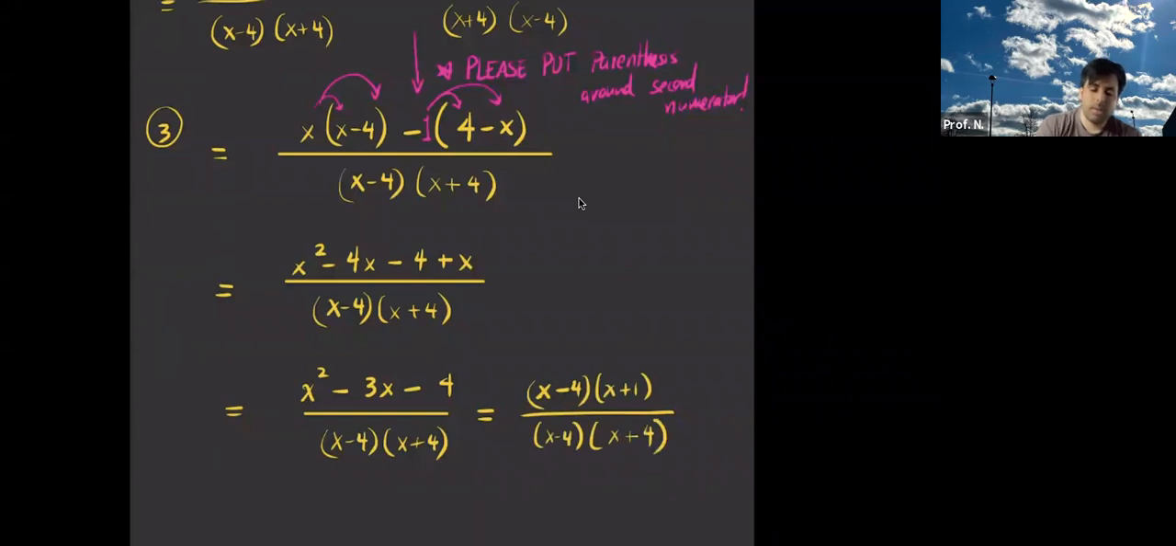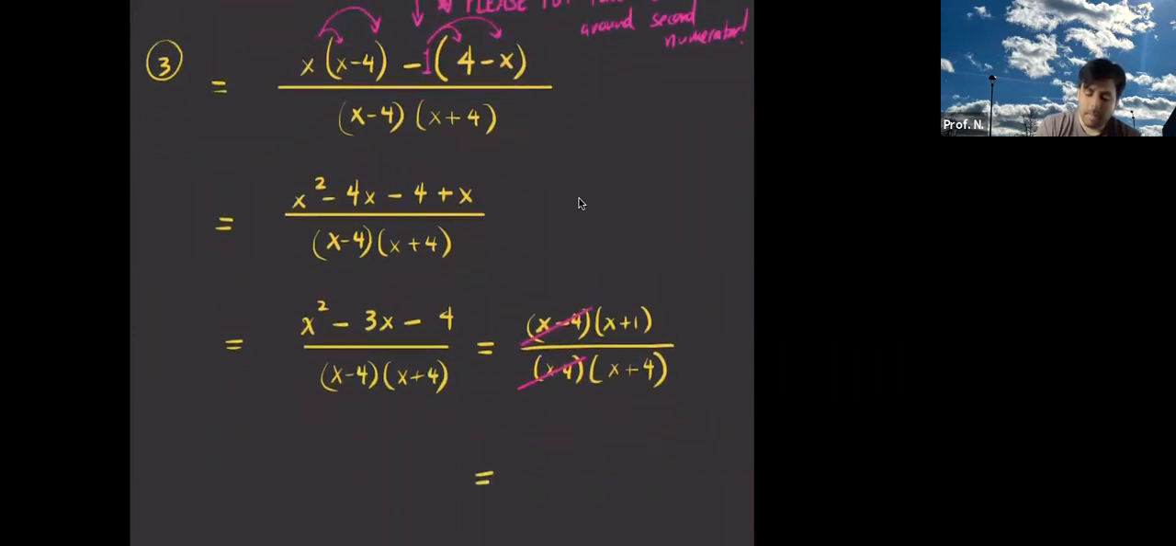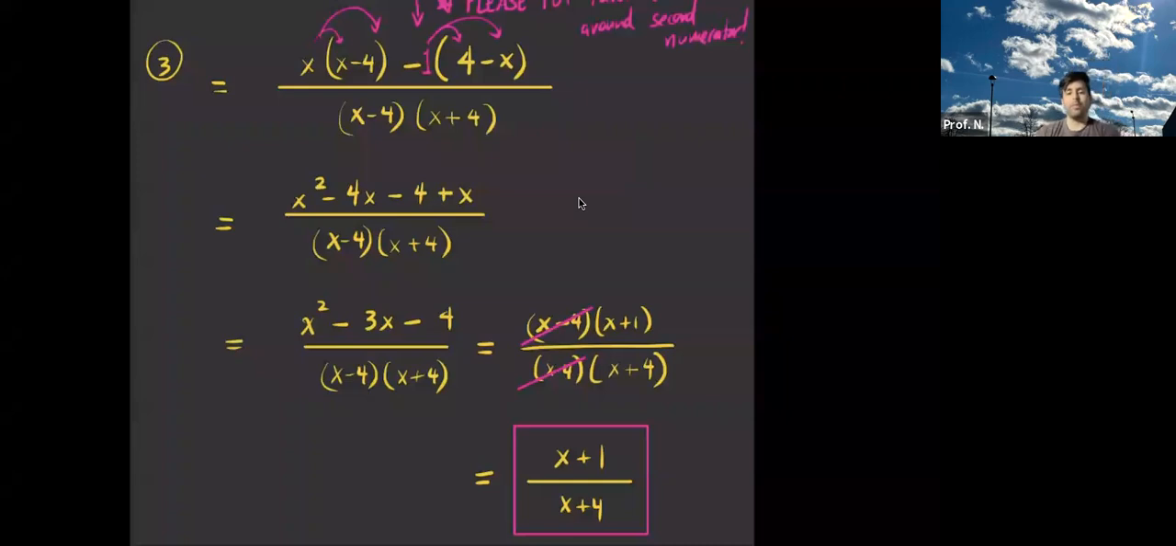And then what cancels out? X minus 4 cancels out. And what do I get? I get x plus 1 all over x plus 4. And that is my final answer.